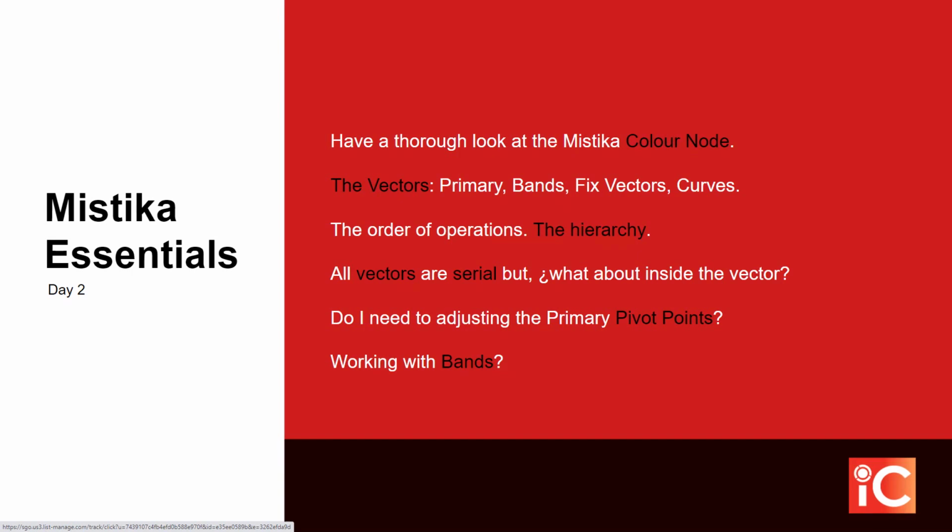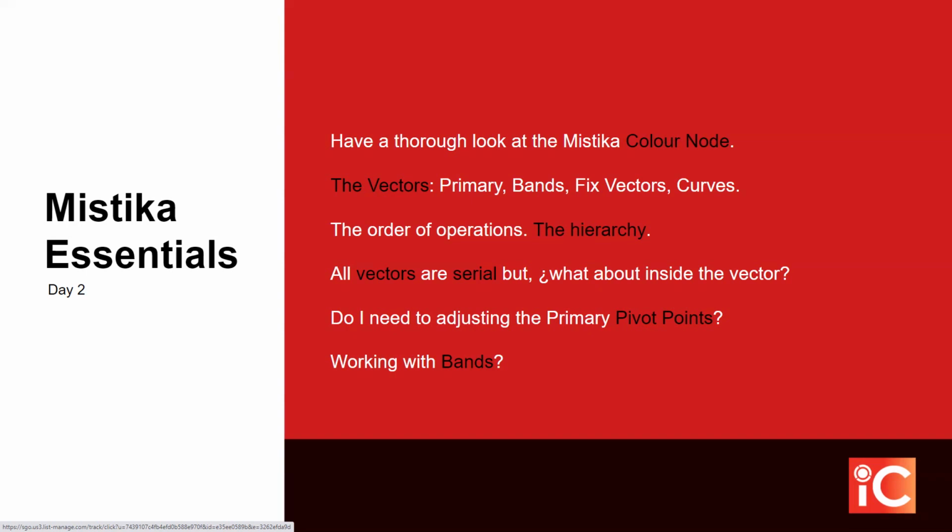And then something many people ask: do I need to adjust the primary pivot points? We are going to see that generally, when you're doing a video grade with the media that I gave you, what we're looking for is a display referred grade. So in this case, maybe I wouldn't change the pivot points, but we could see how to adjust the pivot points to use the primary grade creatively as well.